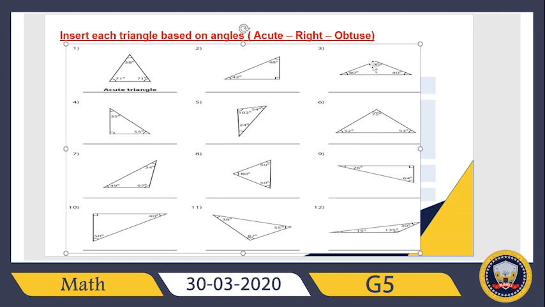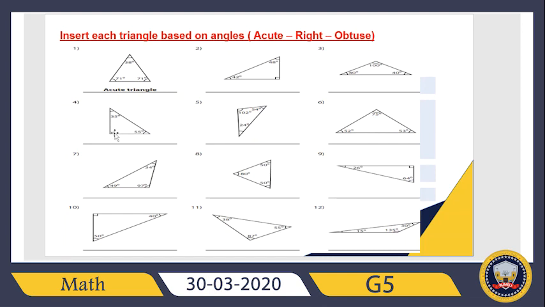What about the third one? The third question here: this angle equals 40 degrees, and the second one equals 40 degrees. So what about the third one? The third one equals 100 degrees. As long as I have one angle inside any triangle greater than 90 degrees, I call this triangle an obtuse angle triangle.